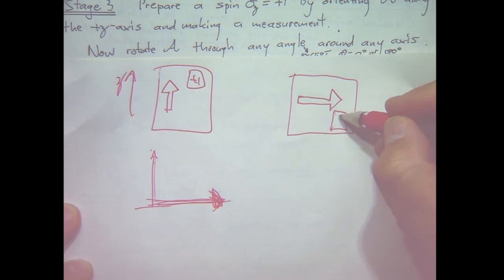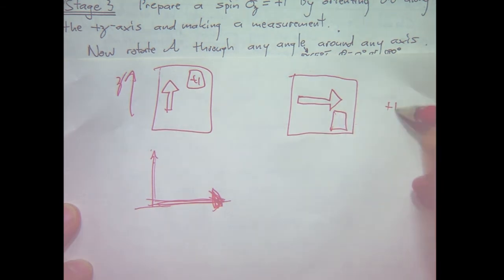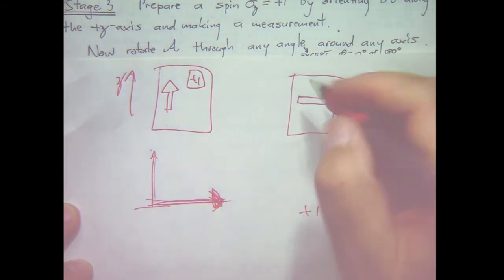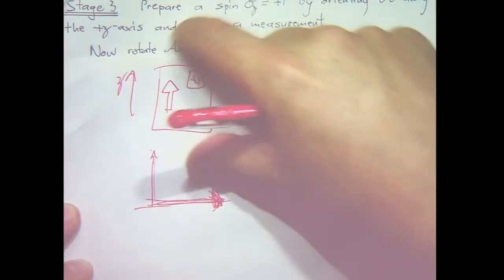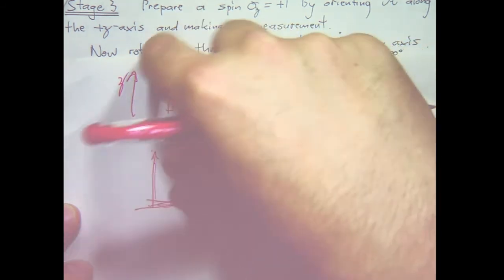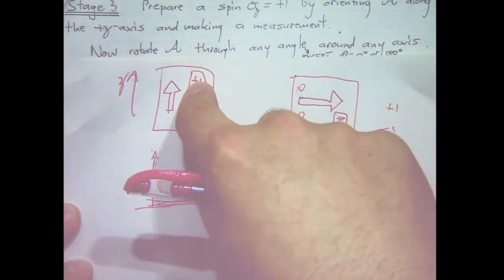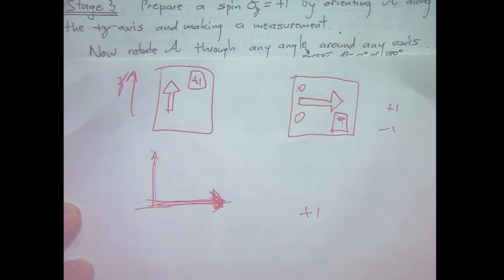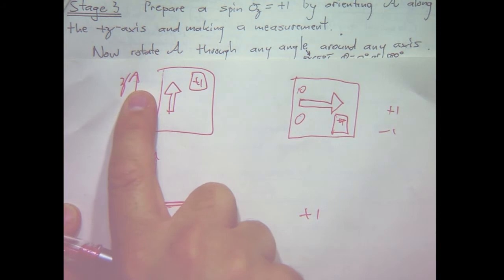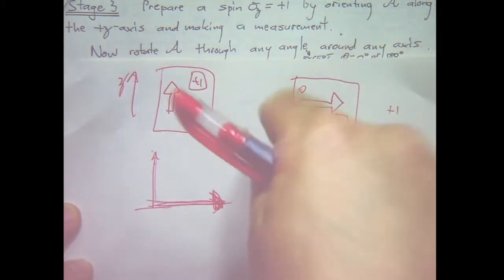In fact, what you get is either plus one or minus one. Suppose we get plus one. You write down the plus one, and then you press reset, and you turn the apparatus back up along the z-axis, and let's prepare another plus one spin. Turn it sideways, measure it again, what will you see? Prepare a plus one along the z-axis, turn it around 90 degrees, measure it again, what will you see?